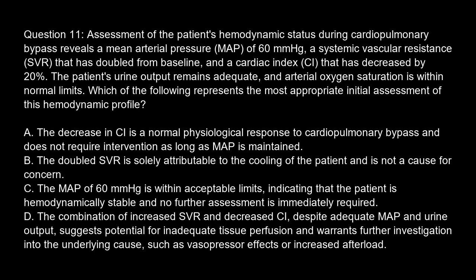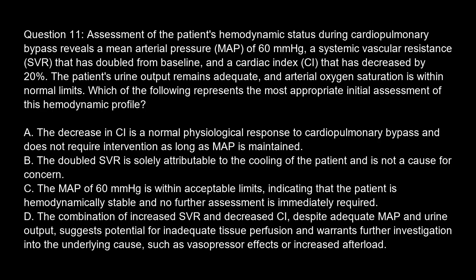Question 11. Assessment of the patient's hemodynamic status during cardiopulmonary bypass reveals a mean arterial pressure, MAP, of 60 mmHg, a systemic vascular resistance (SVR) that has doubled from baseline, and a cardiac index (CI) that has decreased by 20%. The patient's urine output remains adequate, and arterial oxygen saturation is within normal limits. Which of the following represents the most appropriate initial assessment of this hemodynamic profile?